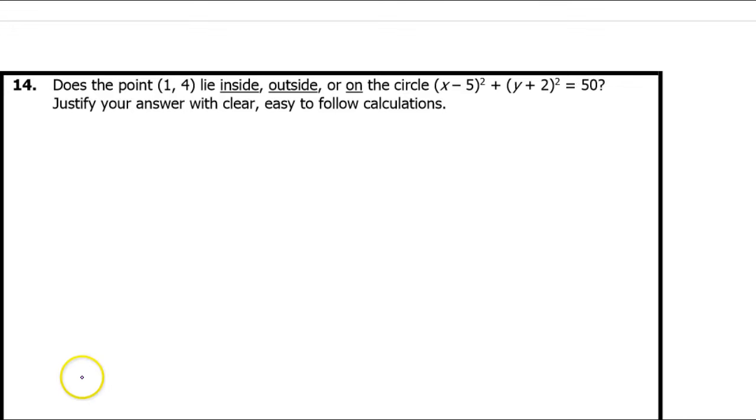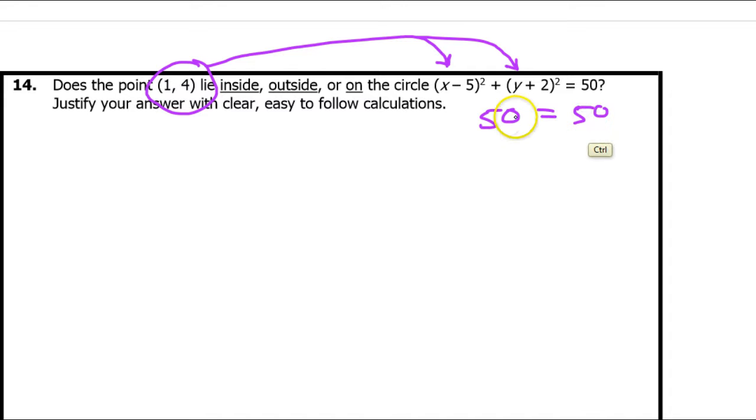In this video, I'm going to show you how to tell whether or not a given point lies inside, outside, or on a circle whose equation you have. All you really have to do is take the point and substitute it into the equation here and here. If the point is on the circle, it should make a true statement. So if I substitute this in and I get 50, well, 50 equals 50. That would mean that it is on the circle.